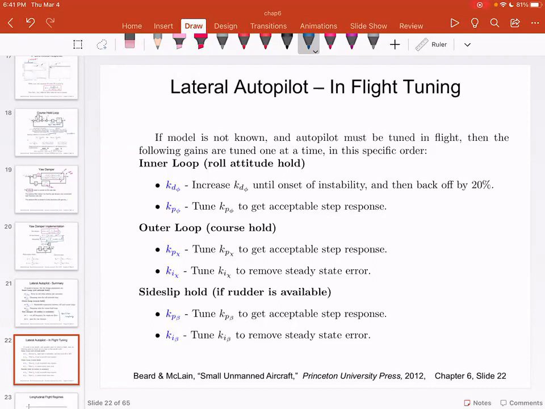So for example, these are the guidelines. First increase the KD to the point that the aircraft becomes unstable and then back off, which means you are now on the left-hand side of the imaginary axis. And then you tune the KP, the proportional gain, to get an acceptable step response. A quick recollection here: in the last class, Robotics One, when we used the MATLAB toolbox for PID gain, we did something similar. If you have any concerns, or if you just want to revise, go back to that video lecture where we first adjusted the derivative gain and then adjusted the proportional gain to get the appropriate response.